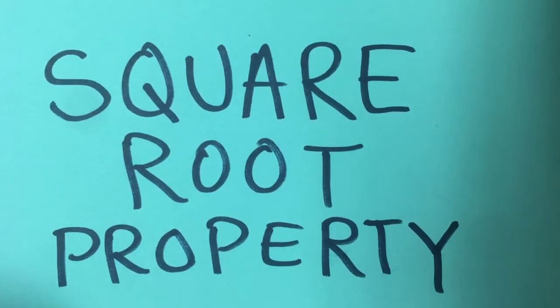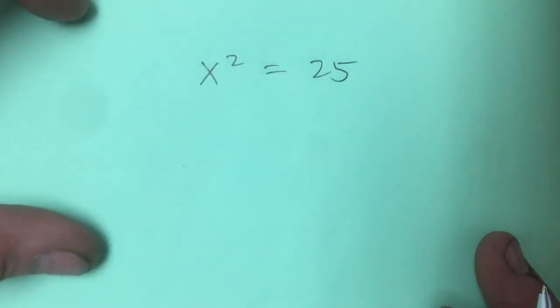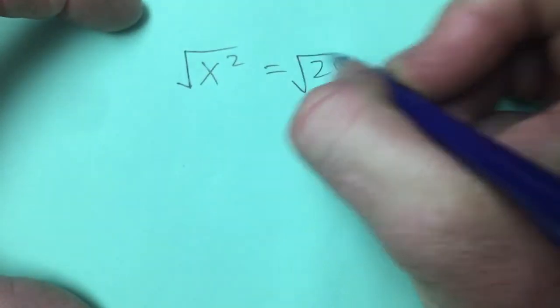All right, we're looking at the square root property today. The square root property is used when you have something like this right here: x squared equals 25. You can square root both sides.